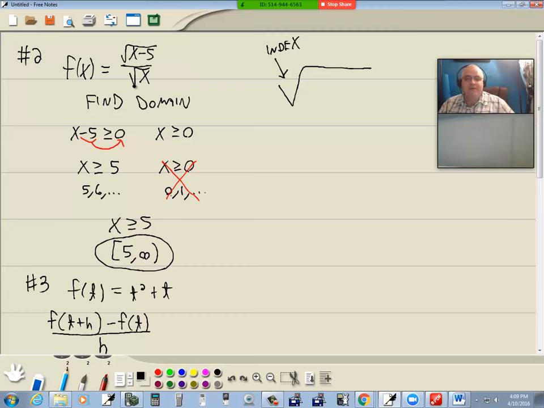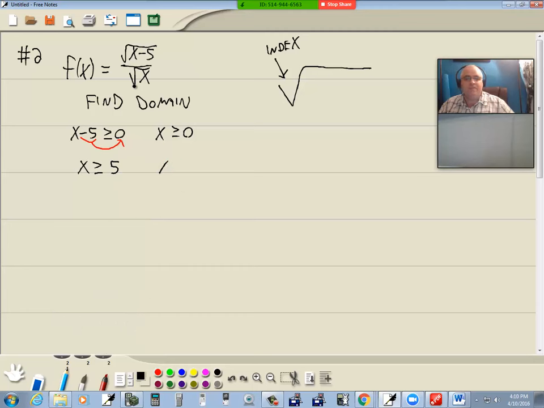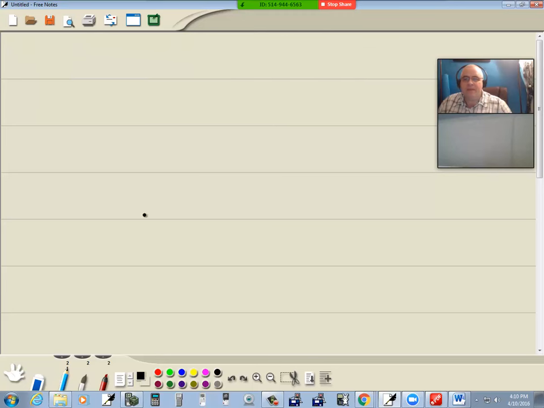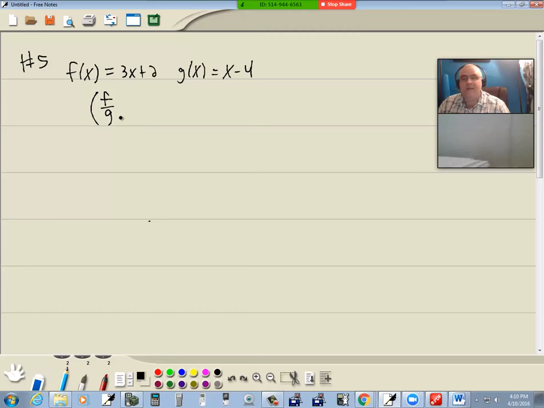Now let's take a look at number 5. It takes a little while for this to clear off. I'm doing an undo, so it's going through and cleaning out. There it goes. Okay, number 5. We got f of x is equal to 3x plus 2, and we got g of x is equal to x minus 4, and the instructions want us to find this right here.